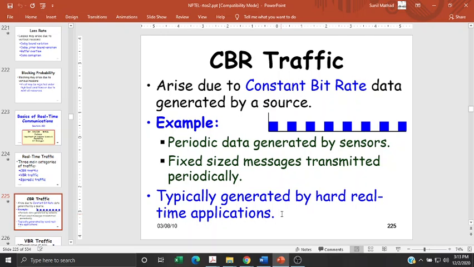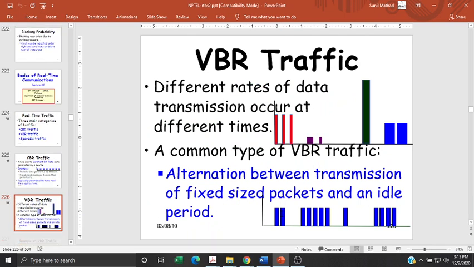So it is normally generated by hard real-time applications. Sensor data, for example.